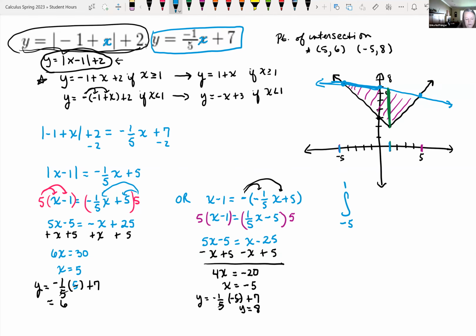My upper curve is the -1/5 x plus 7 minus the lower curve. But the lower curve for this piece right in here, we said y was equal to -x plus 3 when we simplified it down. So minus off the lower curve, which is -x plus 3, dx.